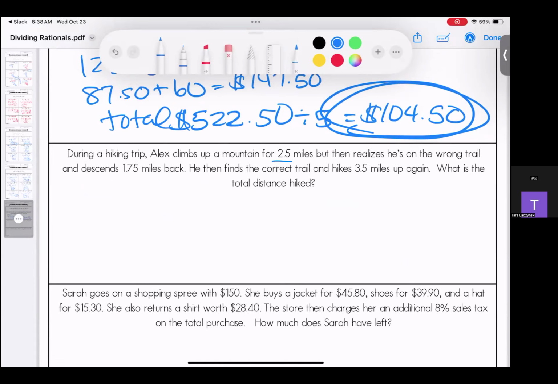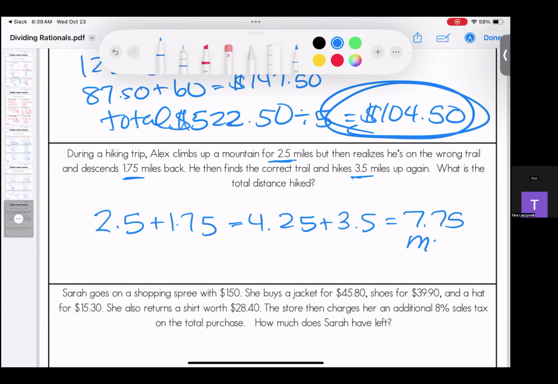Alec climbs up 2.5 miles, but then realizes he's on the wrong trail and descends, or climbs down, 1.75 miles. He then finds the correct trail and hikes 3.5 miles up again. What is the total distance hiked? Try to trick you on this one because it doesn't matter if he is ascending, going up, or descending, coming down. We're just looking at the distance. He hiked 7.7 miles. Just pull the numbers and add them together.